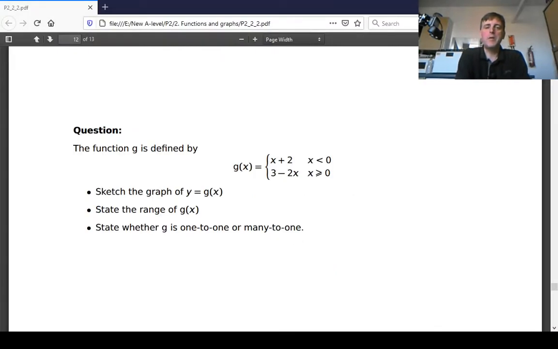Okay, so this is going to be the last question of the video. I'm going to ask you to see if you can piece together all of the ideas, or most of the ideas, we've come up with so far in this video. I've got a piecewise defined function there. I'm going to ask you to sketch the graph of it, state the range of this function once you've got that graph, and then state whether this function g is a one-to-one function or a many-to-one function. Let's see how you get on.